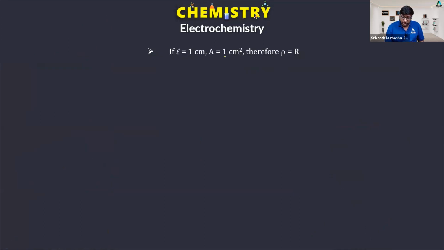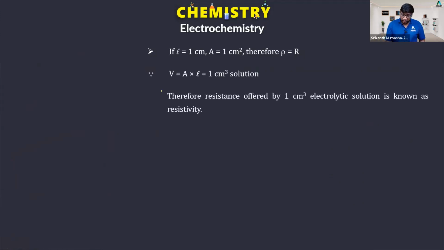If L is equal to 1 centimeter and A is equal to 1 centimeter square, then rho is equal to R. So volume is equal to 1 centimeter cube. Therefore, the resistance offered by 1 centimeter cube of electrolytic solution is known as resistivity, or specific resistance.